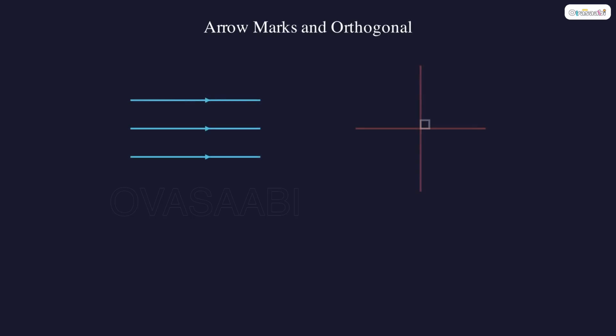Parallel lines are shown with matching arrow marks. The word orthogonal means exactly the same as perpendicular, just a fancier name used in higher mathematics.